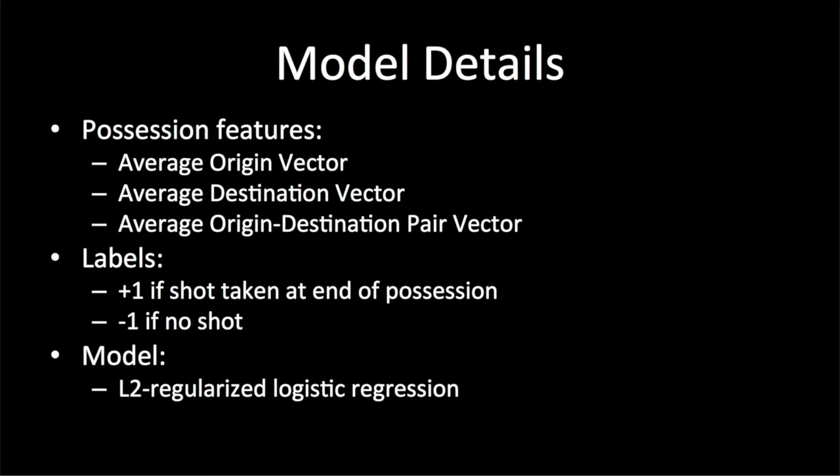We then trained an L2 regularized logistic regression model using the average pass location vector over the course of a possession as features. This model is quite accurate and identifies possessions that end in shots with an AUROC of 0.79.